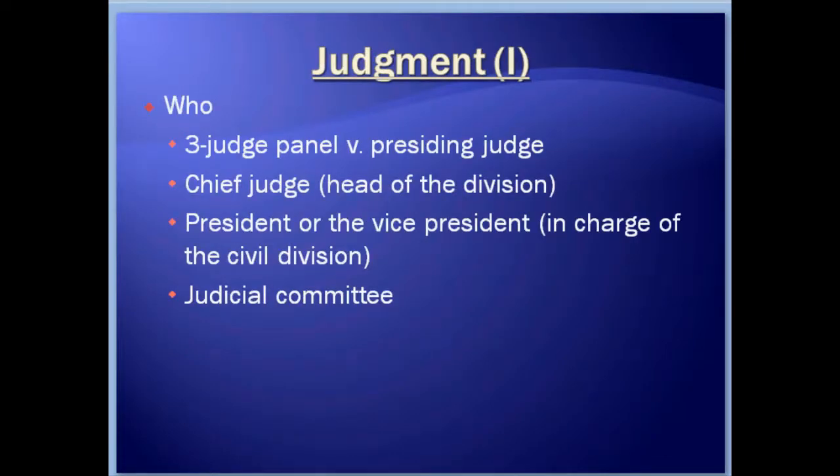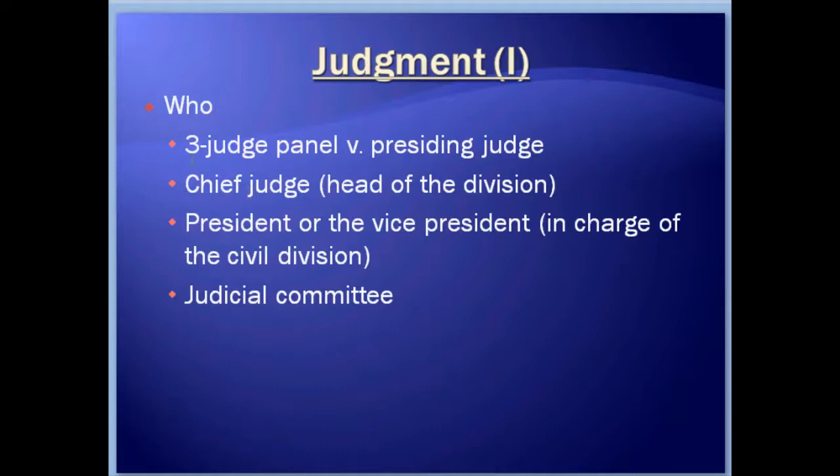Who is involved in making a judgment? The three-judge panel, the presiding judge, the chief judge, the president or vice president, or the judicial committee. Those are the concepts I want to introduce to you. So in China, the presiding judge is the judge who is personally in charge of this single case, and the court trial is going to be conducted by a three-judge panel, which includes this presiding judge.